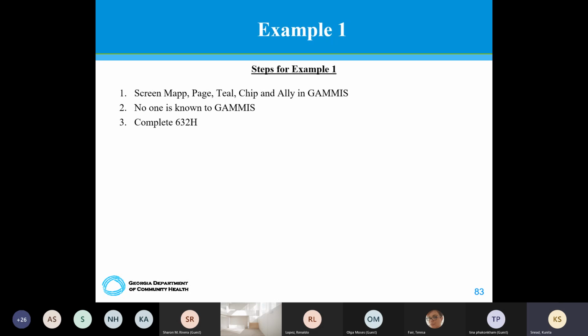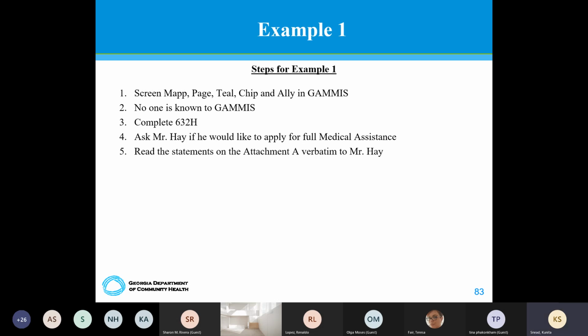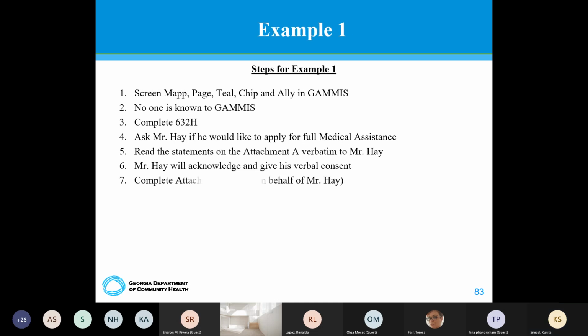So we're going to interview Mr. Hay. He's talking over the phone. We're going to interview him to complete our 632H. We're going to also ask Mr. Hay if he would like to apply for full Medicaid, because that way we would know that we would need to get the 94A out as well and complete that form as well. You're going to read the statements on the attachment A verbatim to Mr. Hay, and he needs to acknowledge the statements and give his verbal consent. So you're going to complete the attachment A and you're going to sign on his behalf. And then you're going to make a determination for PE to see if they're going to be eligible or not.